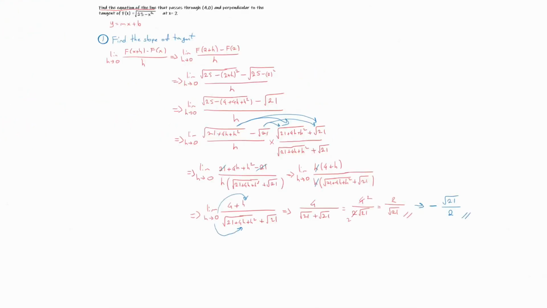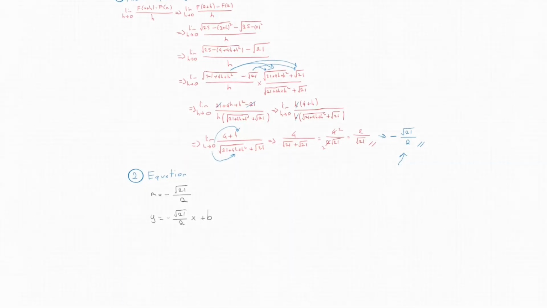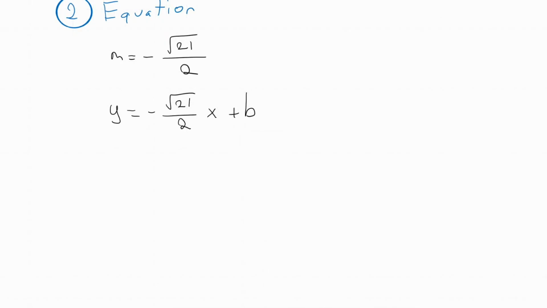The last thing I'm going to do is use this as my m, and I'm going to find b, and that's going to be my equation, because we're trying to find the equation. The coordinates they gave us were 4 and 0. And when I look here, I already put up my m over here. So because the coordinates are 4 and 0, I'm going to plug them right back in. So my y is 0, and I have negative root 21 over 2, and my x is 4, and then plus b.